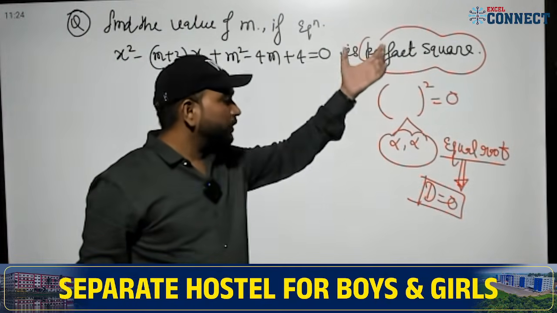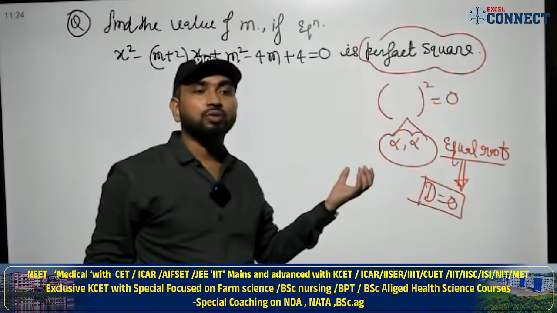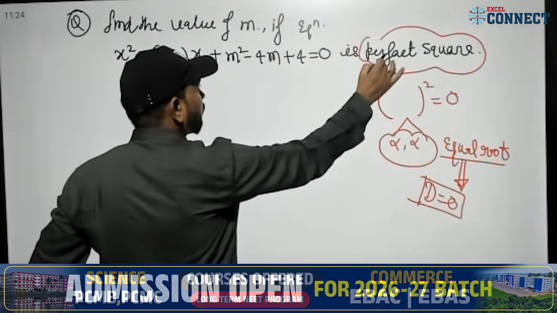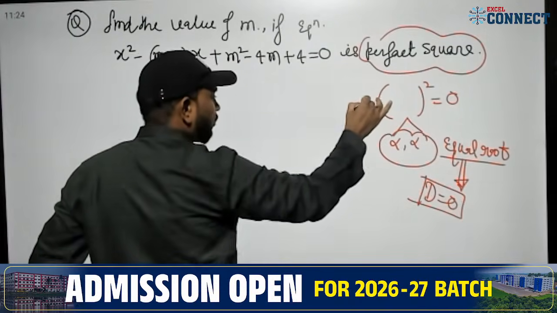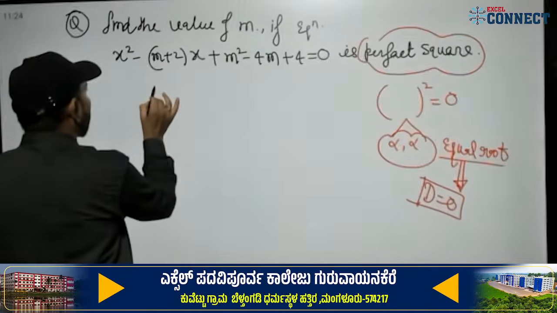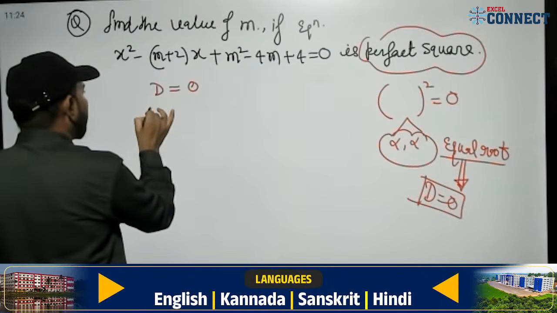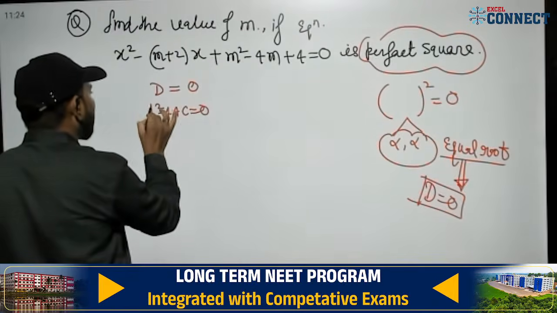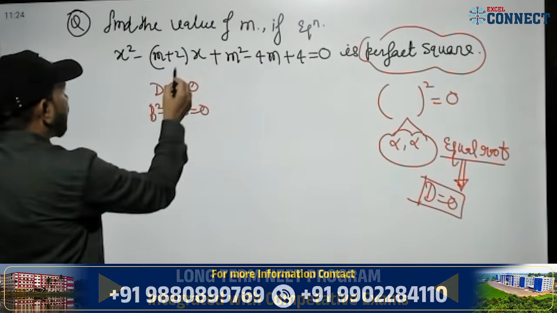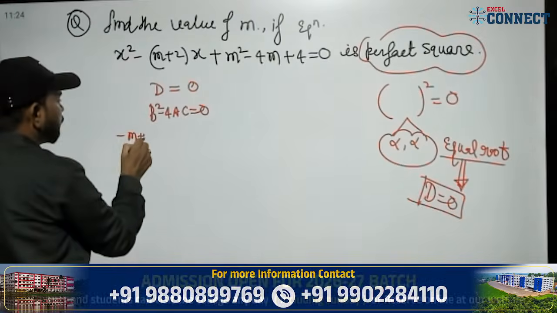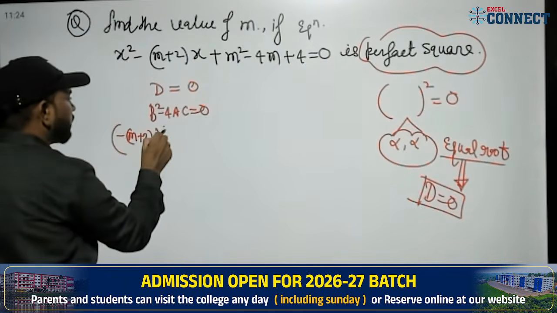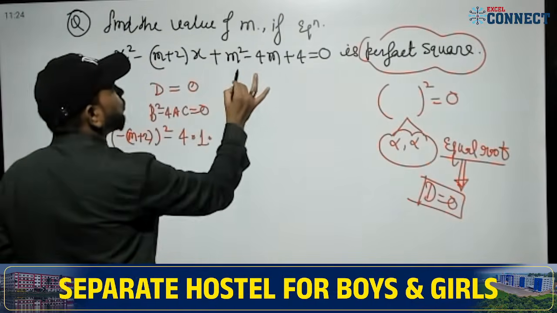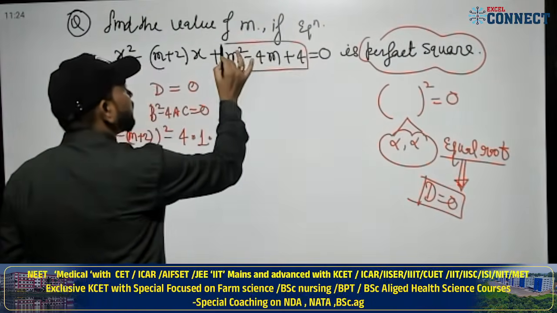It means you need to apply the condition D is equal to 0. Yes or no? Comment it. Is it clear up to here or not? Now D is equal to 0, it means B square minus 4ac is equal to 0. I will write capital D, no issue. Now B is what? This (m plus 2), whole square, minus 4 into a value is what? 1. C value, this is your C value.